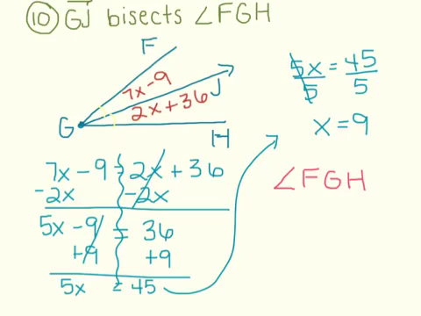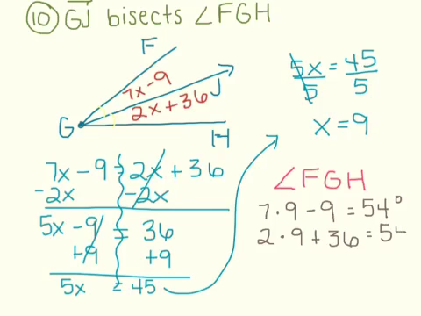So I would take that 9 that I just came up with, and I would plug it into 7x minus 9. So I'm going to do 7 times 9 minus 9. Let's see, that's 63 minus 9, which is 54 degrees. And then on the bottom one, it would be 2 times 9 plus 36. That's 18 plus 36, which is also 54. So that tells me that I'm right, because I did come out with 2 angles that were exactly equal. And remember, that's what we said back here, that those angles should be equal.